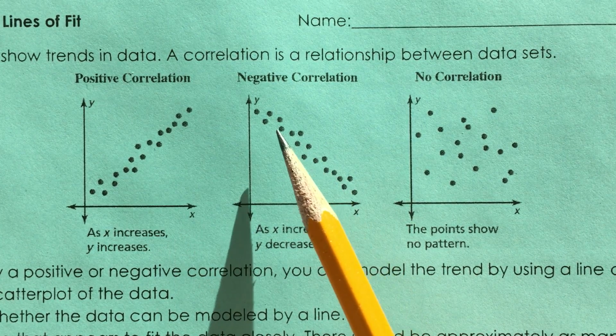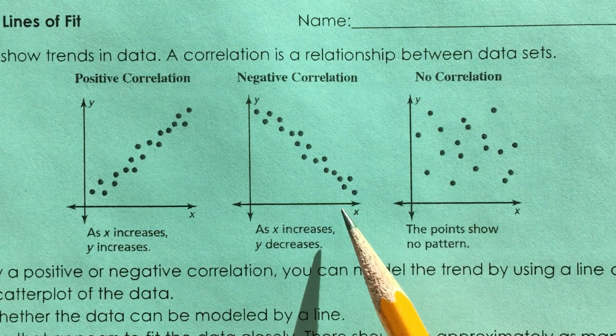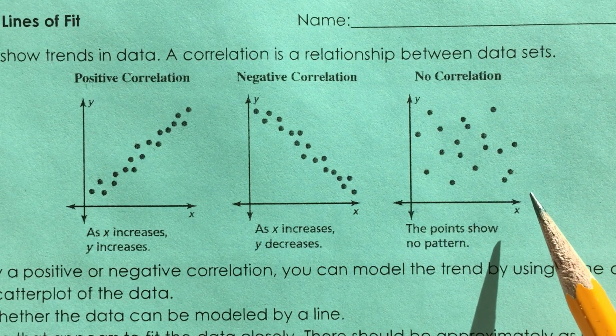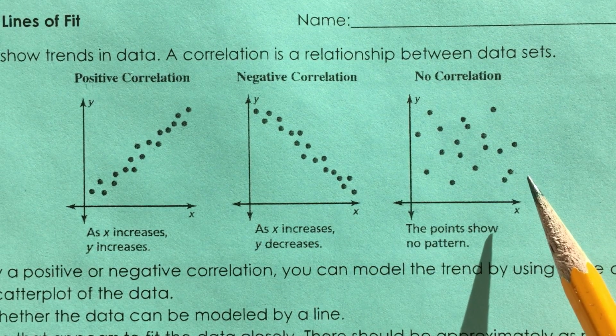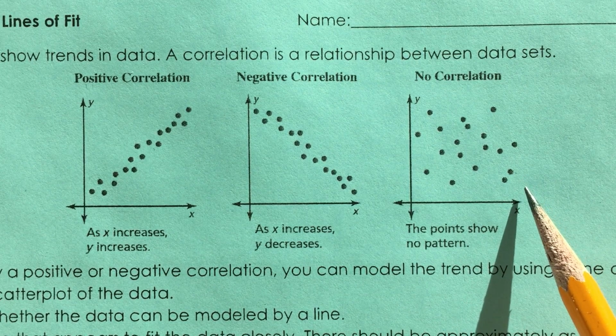If we see the data kind of going downward, that is a negative correlation. As x increases, y decreases. Or if we see the data scattered all about, then there's really no correlation. The points show no pattern.